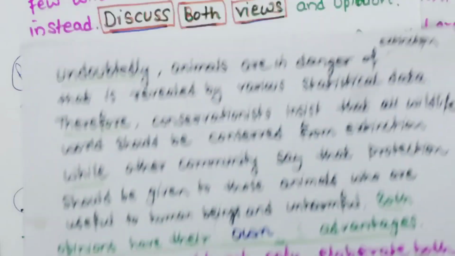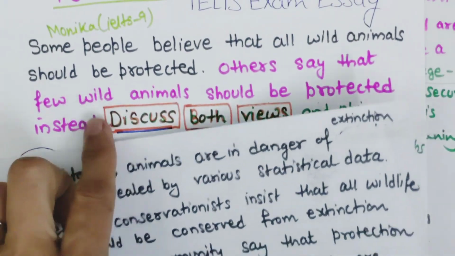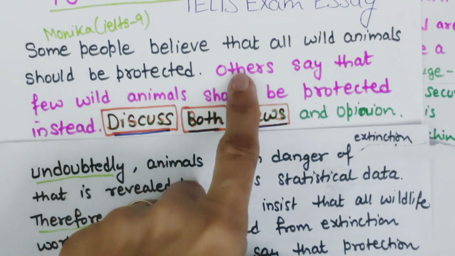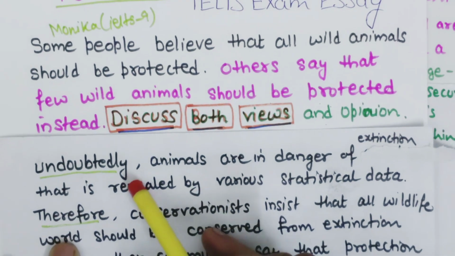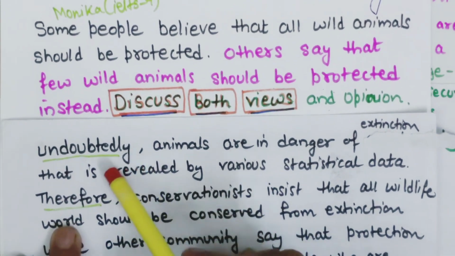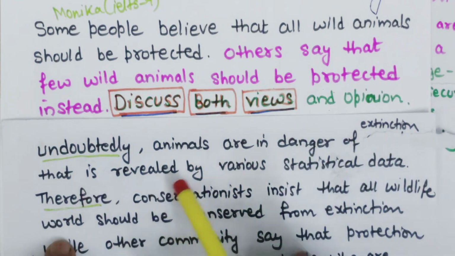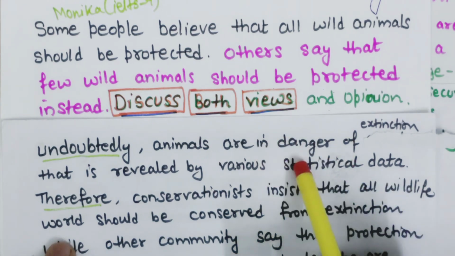Okay, let's do the introduction. Introduction means you have to paraphrase the question statement, and before that, if you can write any background statement about the main topic, that will be a great thing. So the first line I have written, you can see this: undoubtedly animals are in danger of extinction, that is revealed by various statistical data. Simple thing, I have just written it.